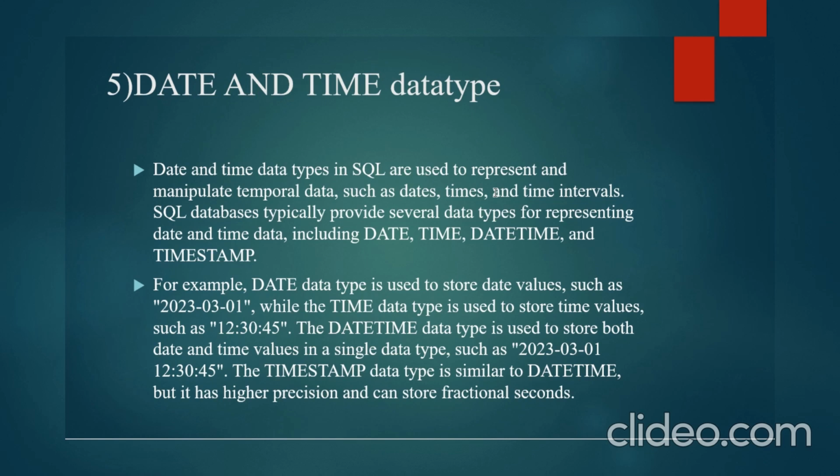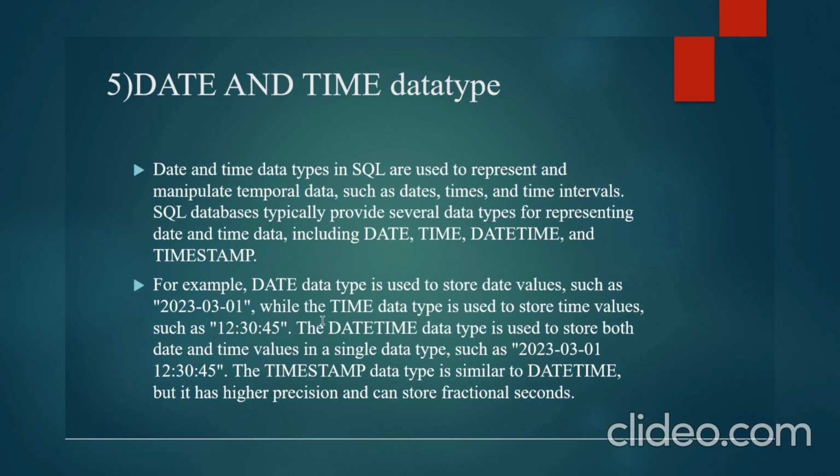And the time data type is for storing time related values. First we store the hours, the next one is minutes, and the next one is seconds. And the datetime data type stores both date and time. And the timestamp data type is similar to the datetime data type, but the difference is that it can store fractional data also.